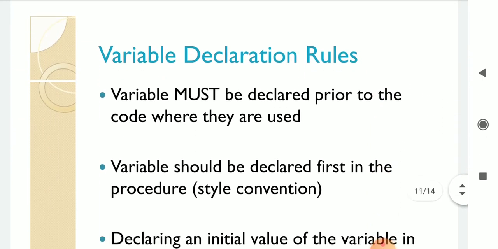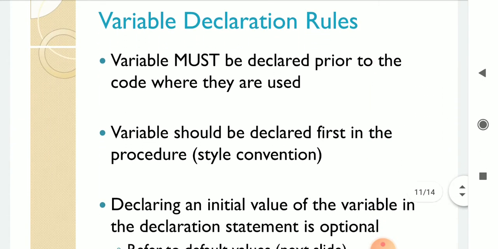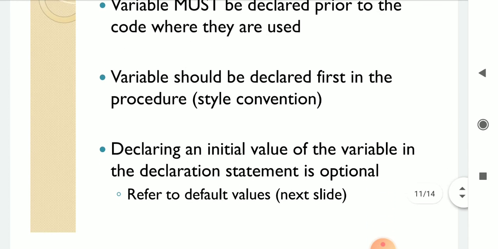Some rules apply while declaring variables. A variable must be declared prior to the code where you are using it. Keep in mind, students, first you have to create the variables. Variables should be declared first in the procedure. While you are writing the program, while you are creating the modules, you have to create the variables first. Define the variables first: how many variables you want to take.